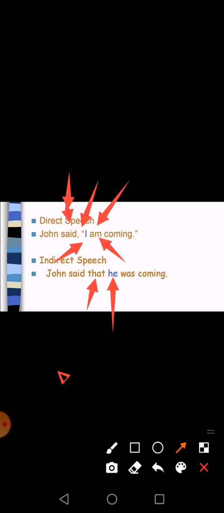But here our speech was in the report. Our reporting verb was in past tense. We have to change it into past. Am would be changed into was. Then coming, same. So it was present continuous tense. Now we have changed it into past continuous tense. Now you can see the direct speech is John said I'm coming, and indirect speech is John said that he was coming.